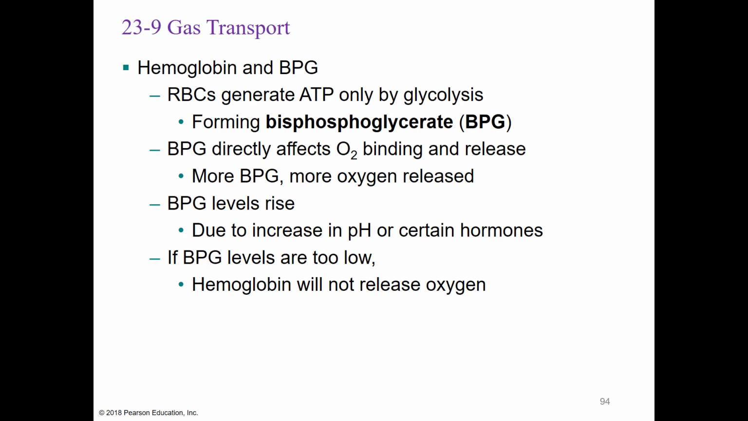Hemoglobin and BPG. BPG stands for bisphosphoglycerate. Maybe not the biggest word ever, but it's pretty big. Red blood cells generate ATP, which is energy, only by glycolysis, forming bisphosphoglycerate or BPG. BPG will affect your oxygen binding and release. More BPG, more oxygen released. BPG levels rise due to an increase in pH or certain hormones. If BPG levels are too low, hemoglobin will not release oxygen.